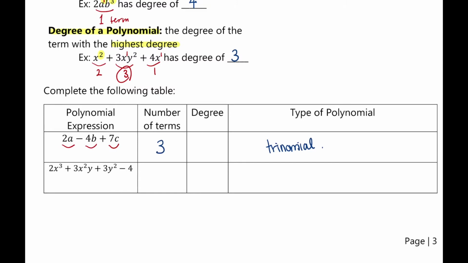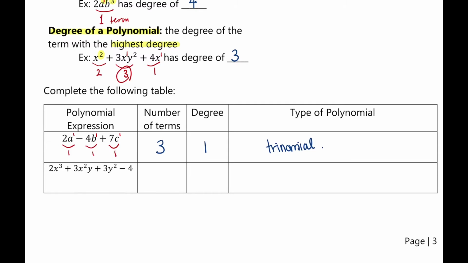So let's take a look at 2a. So we have degree 1 here. 4b has degree 1 as well. And 7c has degree 1. So the highest degree would be just 1.